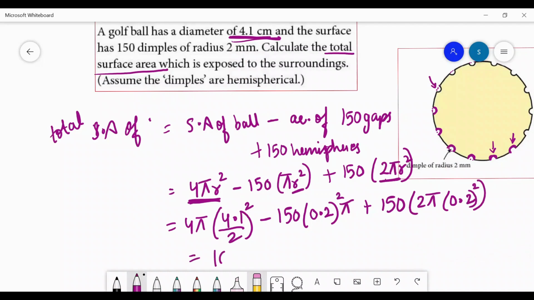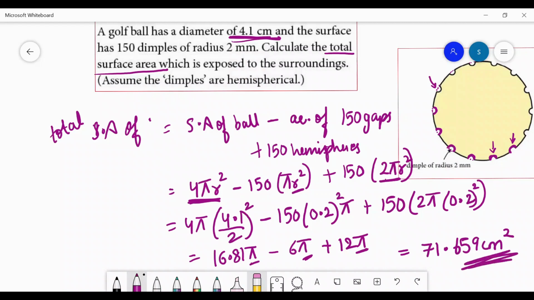So when you solve that, you get 16.81 pi minus 6 pi plus 12 pi, and when you simplify it, you get 71.659 centimeters square. So while you're doing the calculations, just take pi as it is in your calculator. Do not change the value of pi into 3.14 or 22 by 7. Just click the pi button on your calculator when you're calculating. So this is the answer.